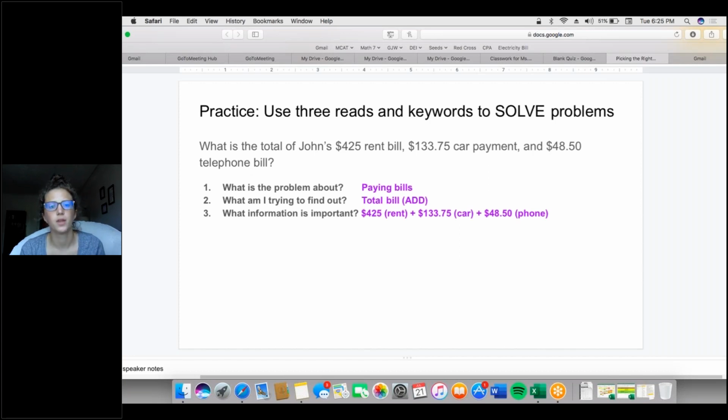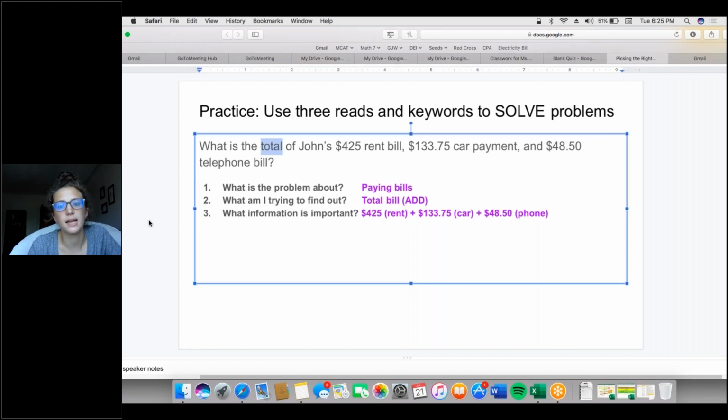I'm going to read it one more time. This time I'm going to ask myself, what am I trying to find out? It says, what is the total of John's $425 rent bill, $133.75 car payment, and $48.50 telephone bill? Well, I highlighted this word total. Total means put it all together. So I'm going to find out that total bill, and right next to it, it doesn't say add, but total is a keyword telling me to add. So I'm going to tell myself at the end, I'm trying to find out some addition problem. And if I want to find the total, I need to add all of it together.